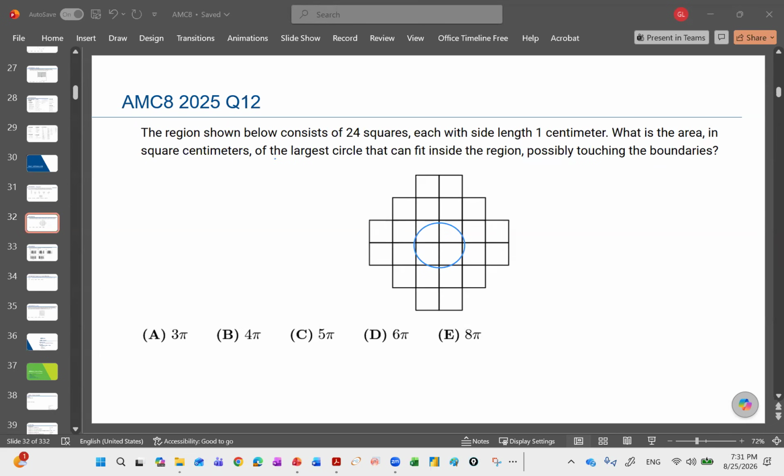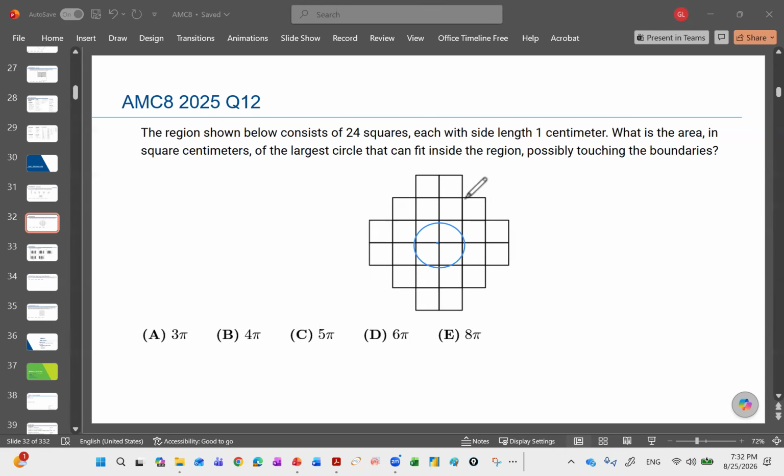The largest circle that can fit inside the region. So it must be inside the region, you cannot go outside. If you draw a circle here, it is partially outside, so it's not allowed. Here is the center, and you see which direction is longest. You should find the biggest diameter.